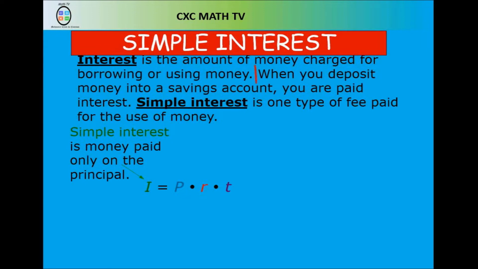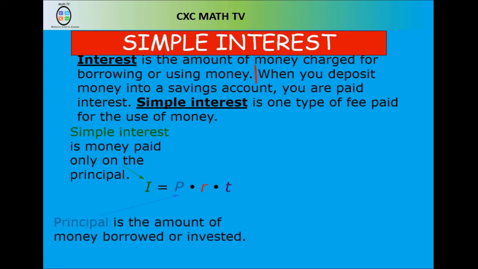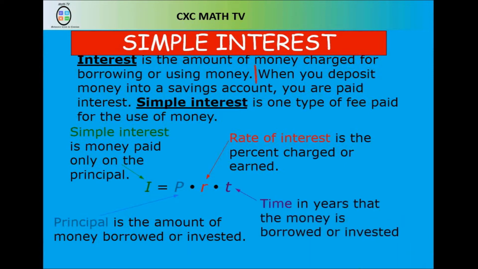Now what is P? P is your principal, the initial amount borrowed or invested. What is R? R is your rate of interest. That's the interest rate paid. And then T is time. T is time in years that the money is borrowed or invested.